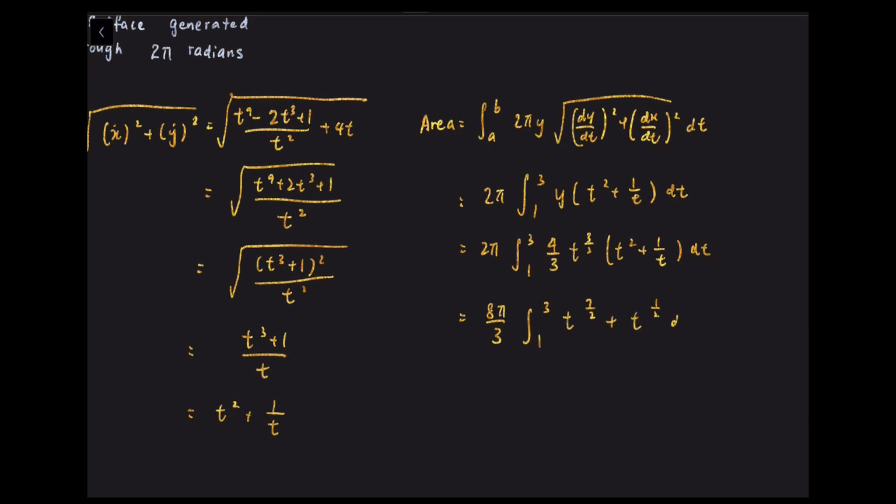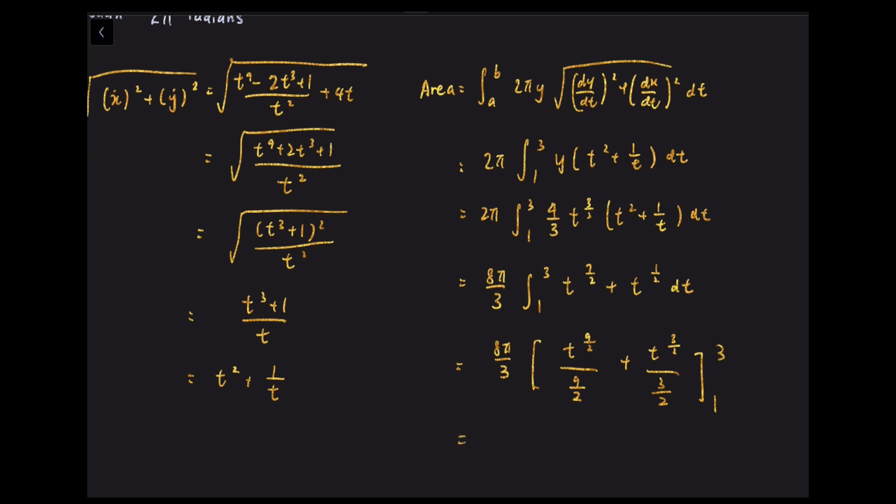And the integral is simple enough, so we have t to the 9 over 2 divided by 9 over 2 plus t to the 3 over 2 divided by 3 over 2. And then we substitute in the boundaries and we obtain the final answer, which is 282.76.